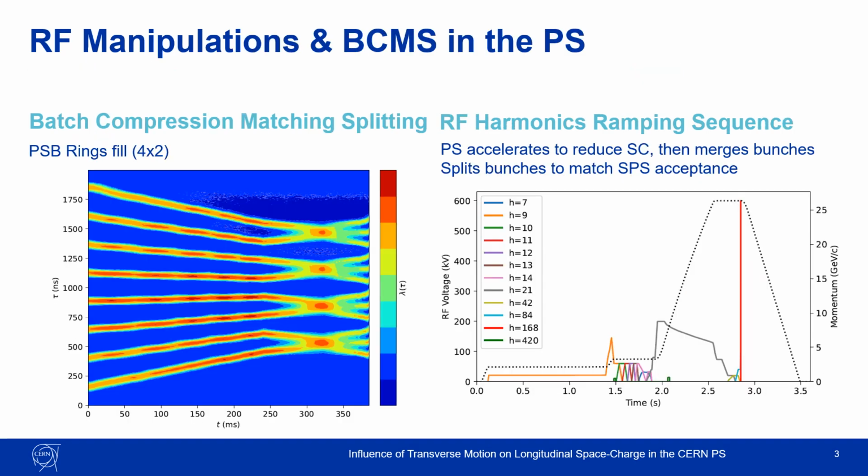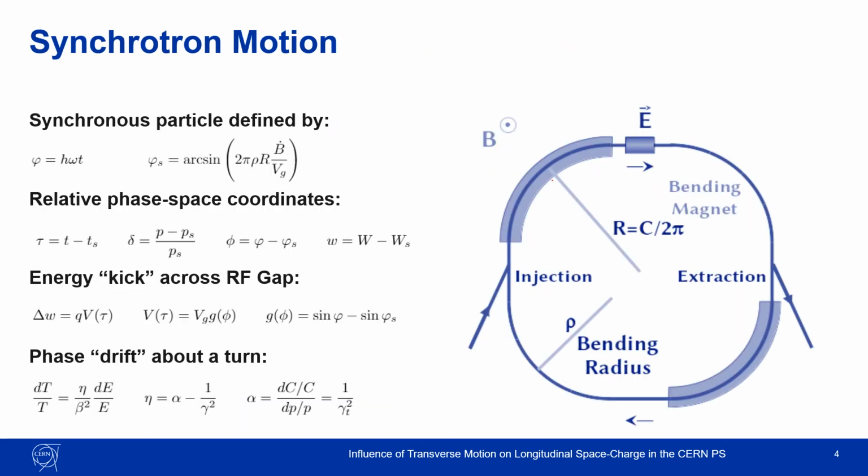The RF manipulations in the PS are rather dynamic, first accelerating the 8 bunches injected from the PS booster to high energies where space charge can be neglected. Then the bunches are merged, accelerated, and then split to match the admittance parameters of the SPS. This dynamic process of the PS's batch compression, matching, and splitting is of key importance in maintaining transmission efficiency between injectors.